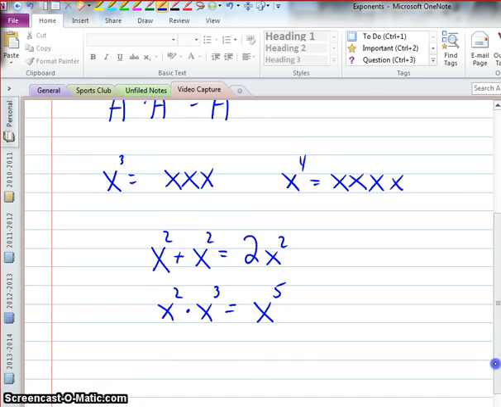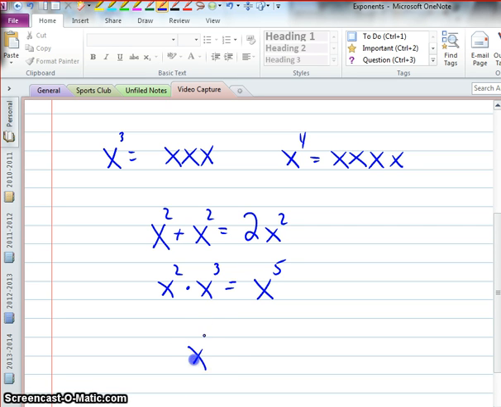The key is that the bases have to be the same. So if, for example, you had x squared times y cubed, well, that cannot and does not equal xy to the fifth. That can't be done. So this is a no-no.